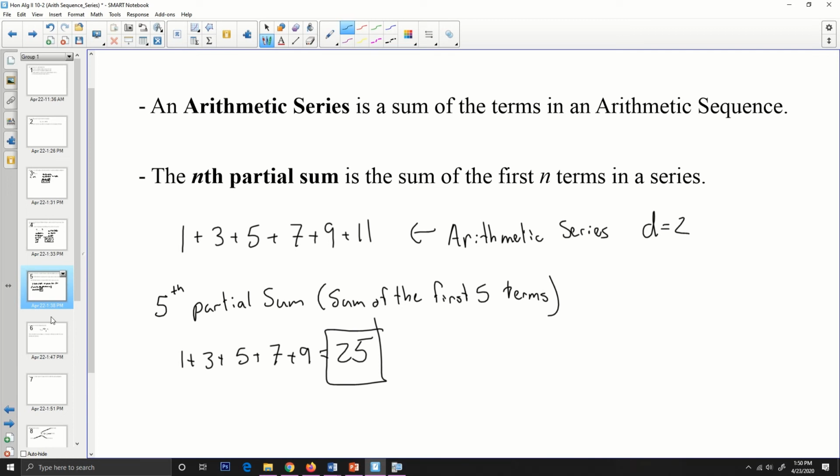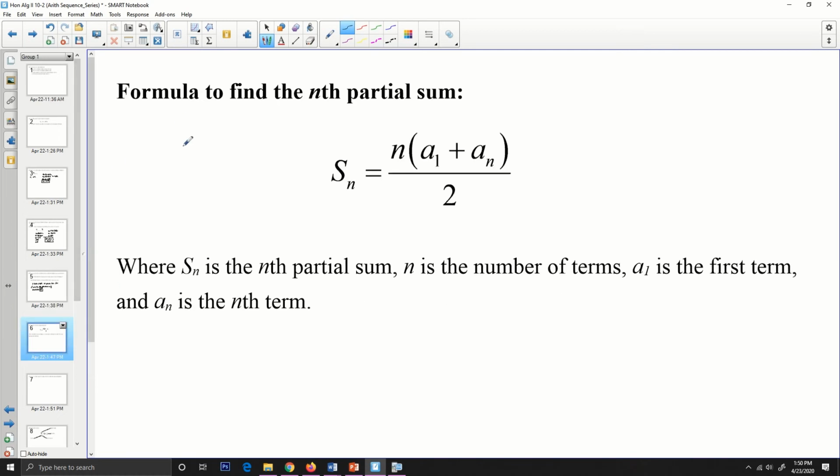All right. Now, that's okay if the series is small, but if you want to find the nth partial sum, there is an equation so that we can add up a bunch of values real quickly, where S is the nth partial sum, n is the number of terms, a sub 1 is the first term, and a sub n is the nth term.